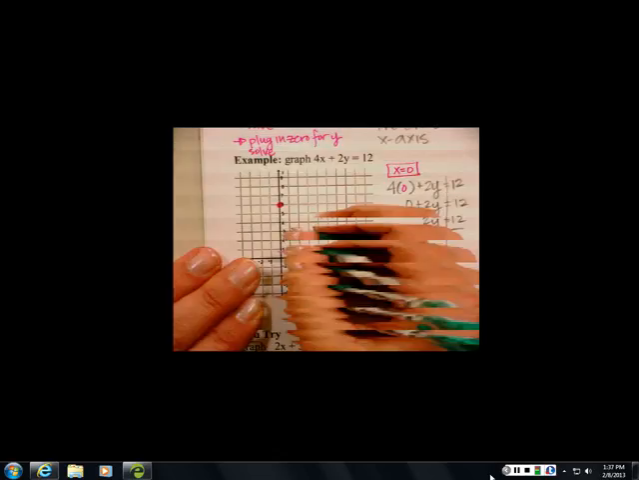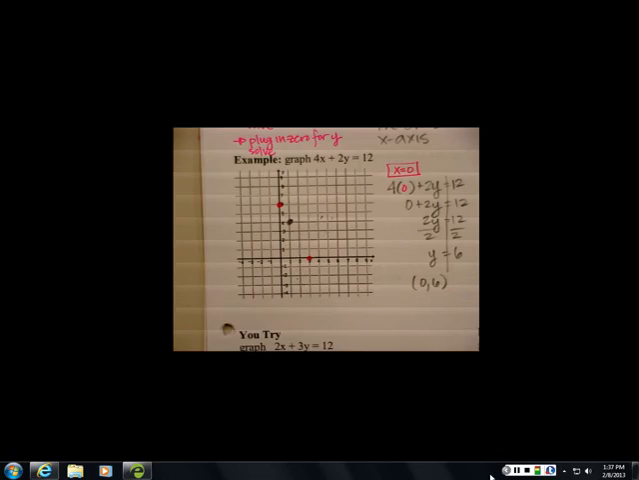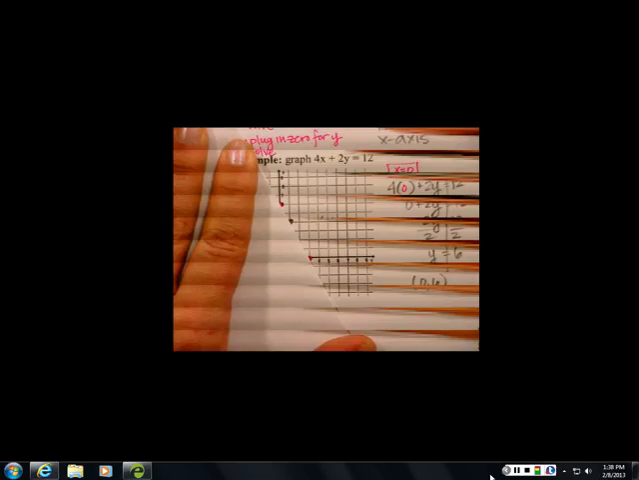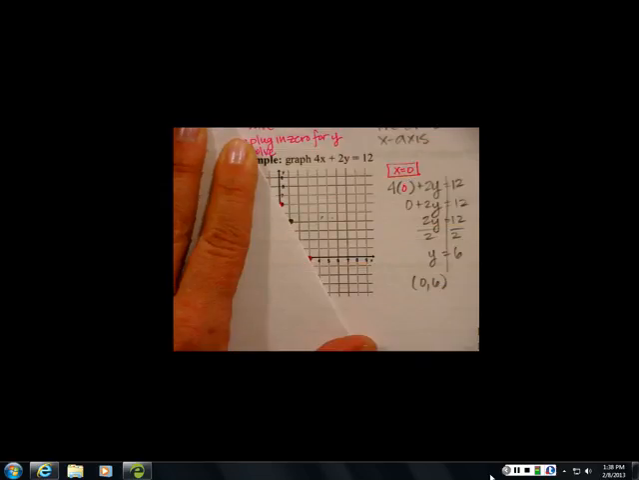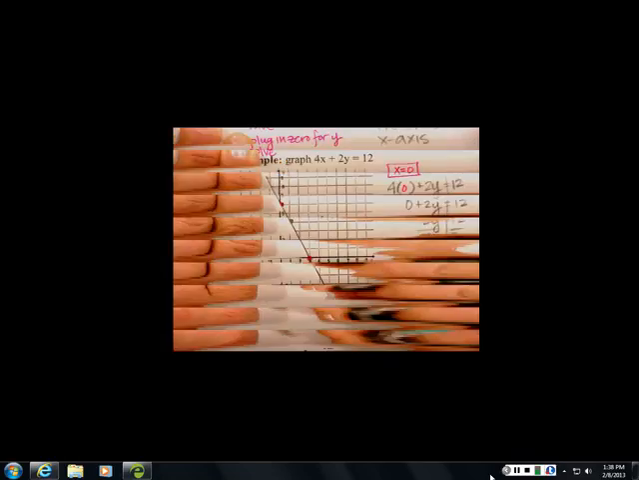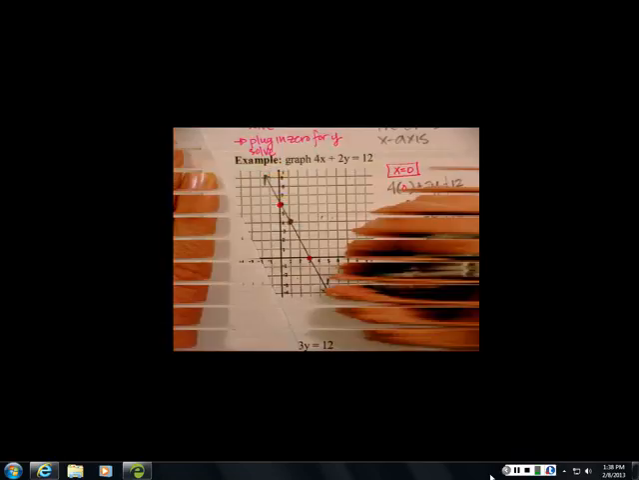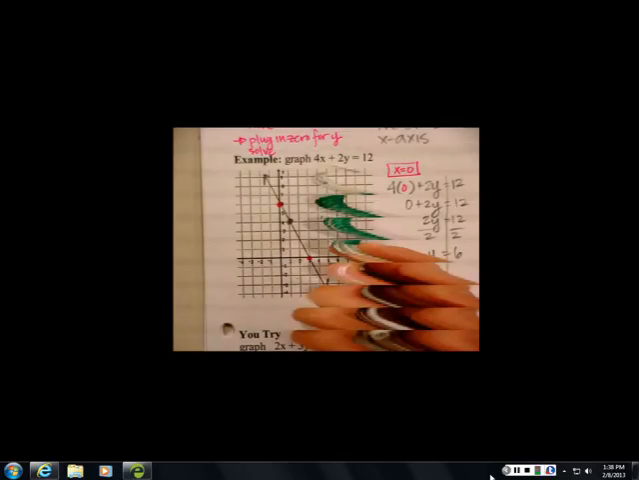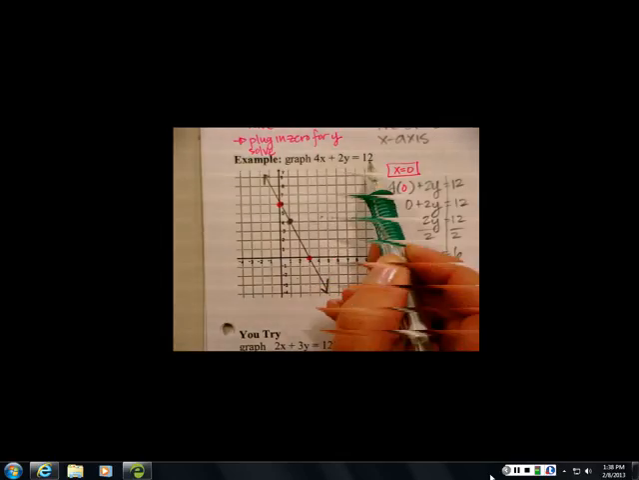1, 4. If I look at this, do they look like they're in a straight line? I think so. So then what I'm going to do is just take a straight edge. I'm using a folded up sheet of paper here. And in fact, they do all lie in a line. So I connect them. And this is the graph of this linear equation. 4x plus 2y equals 12 has this for its graph.